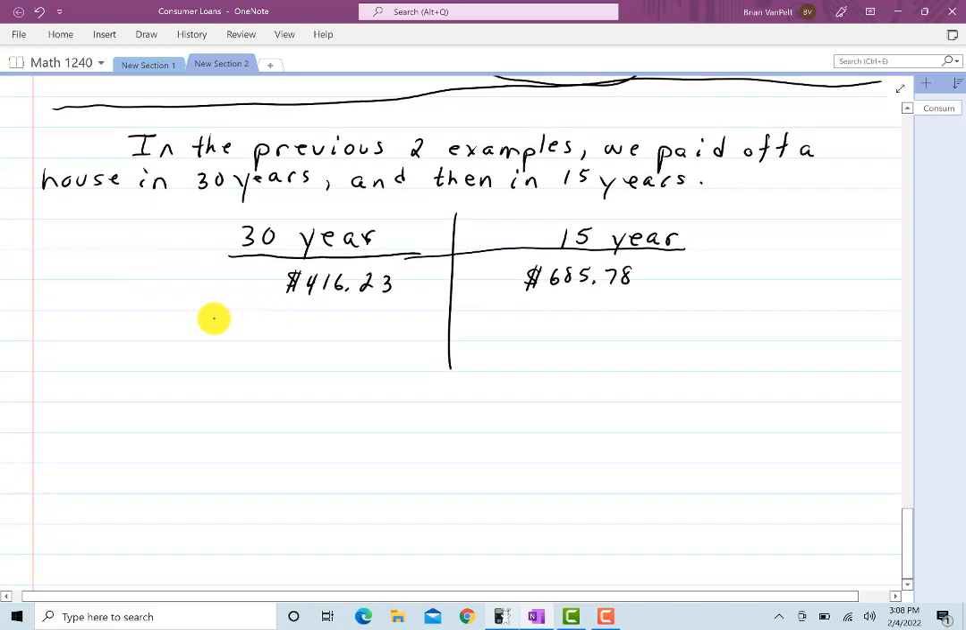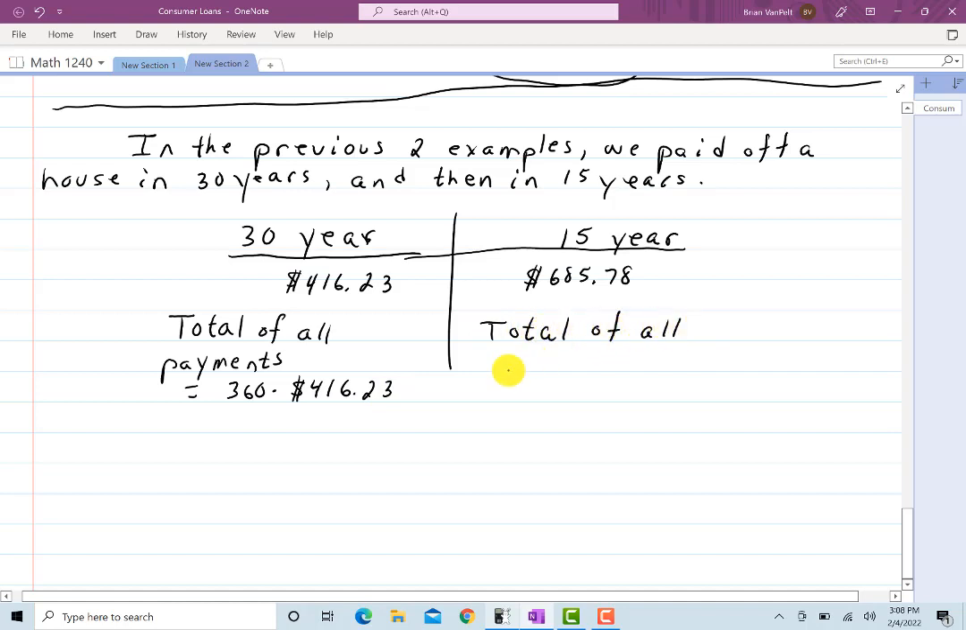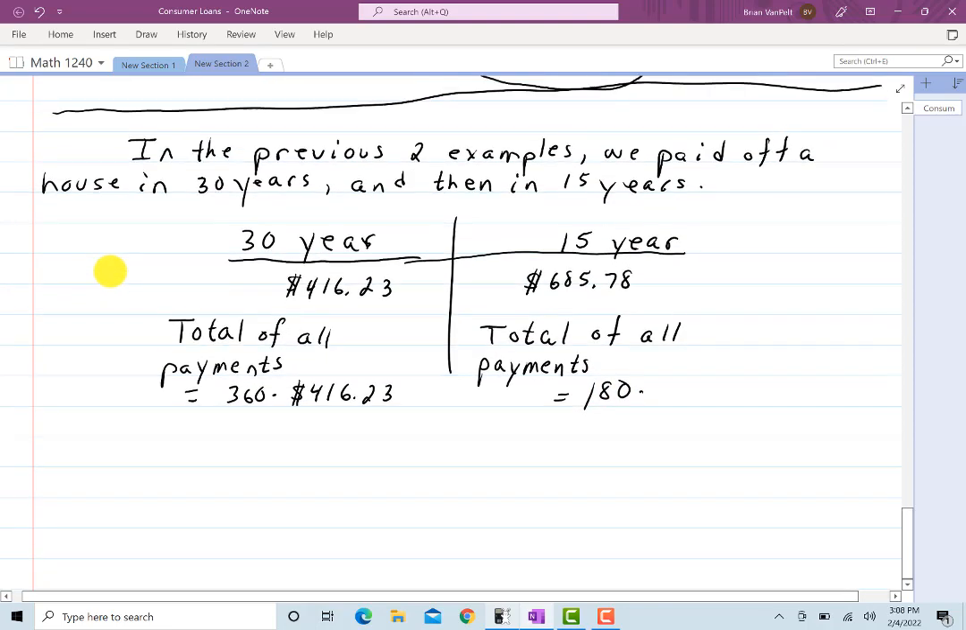So in the 30-year loan, the total of all payments was equal to, you had 360 payments and each payment was $416.23. Now for the other loan, the total of all payments equals, this time you only had 180 payments, 15 years, times, well, how much do we pay? $685.78.